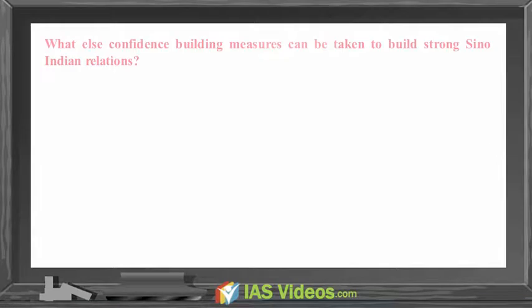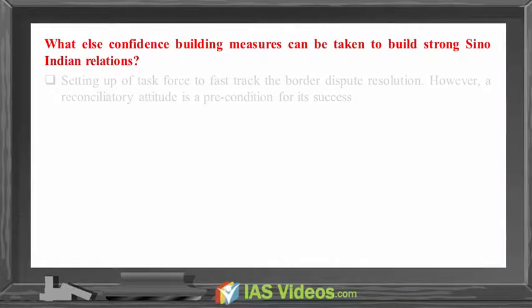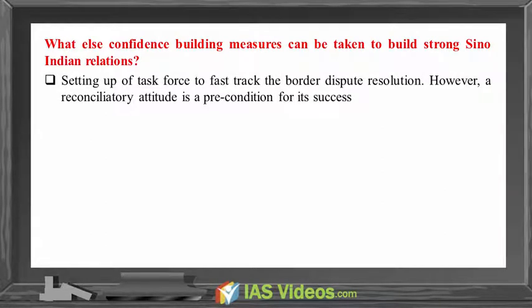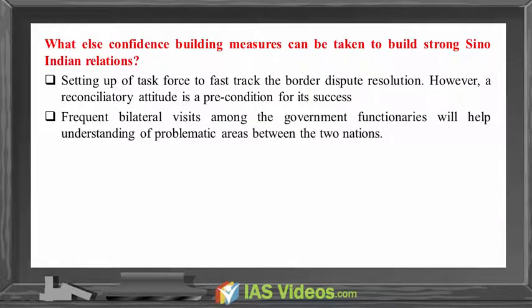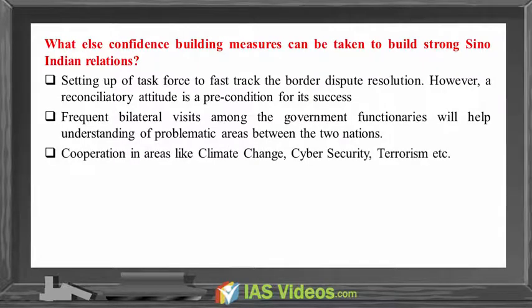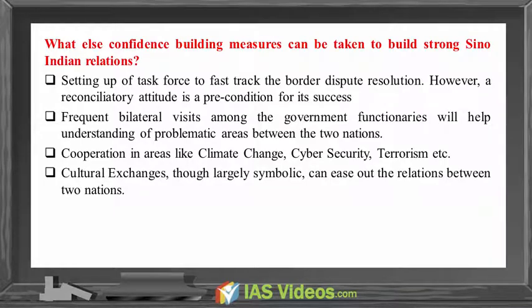What other confidence-building measures can be taken to build strong Sino-Indian relations? Setting up a task force to fast-track the border dispute resolution. However, a reconciliatory attitude is a precondition for its success. Frequent bilateral visits among government functionaries will help understanding of problematic areas between the two nations. Cooperation in areas like climate change, cybersecurity, terrorism, etc. Cultural exchanges, though largely symbolic, can ease the relations between the two nations.